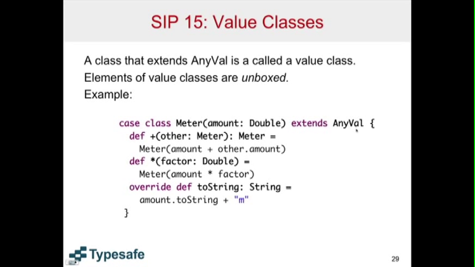And the new thing is to say the class extends AnyVal. If I don't write extends AnyVal, if I don't write anything, I get extends Object as usual. So I have to be explicit when I want to have a value class. And the idea here is that if I write that, then the representation of Meter would be just the underlying thing. They would be represented as doubles. They wouldn't cost anything. So the runtime cost is zero.